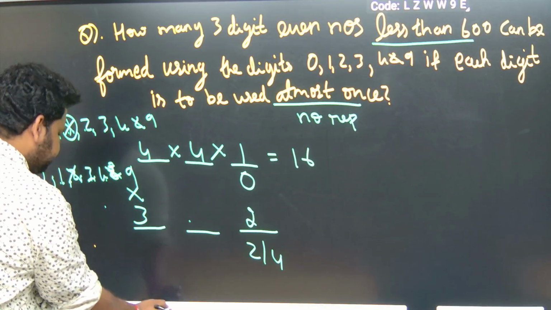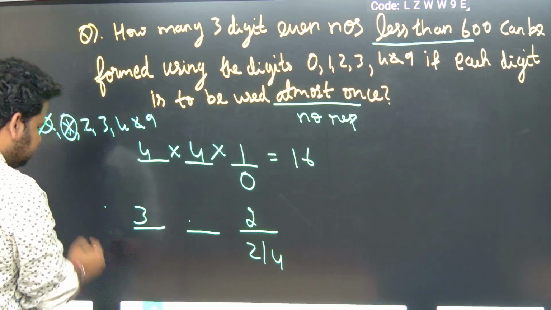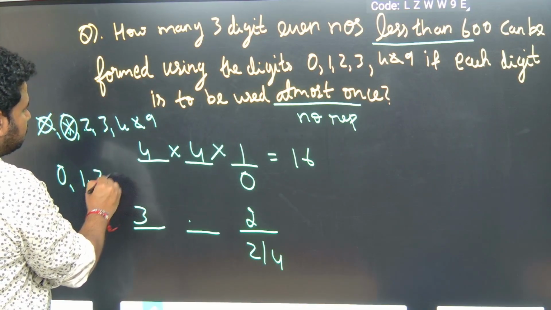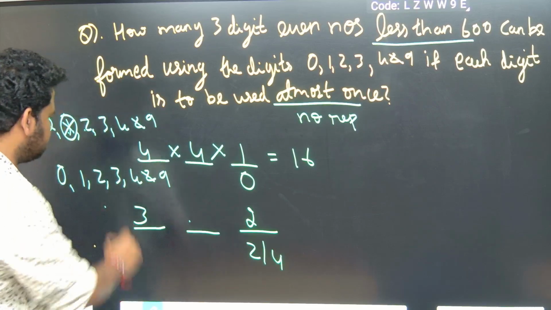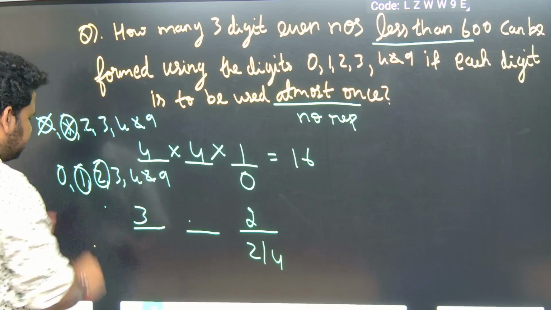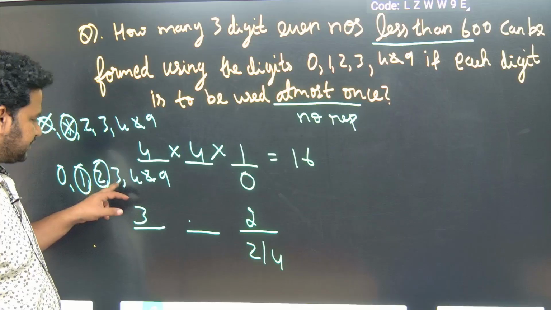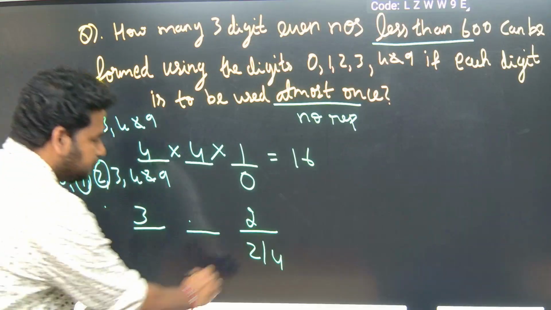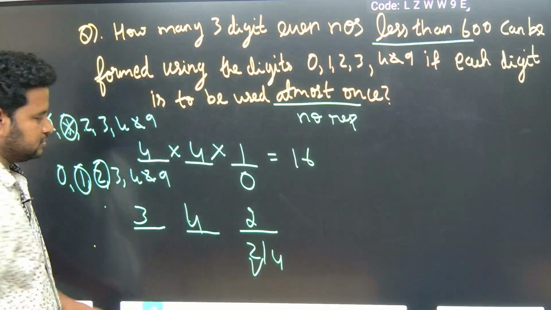Now see here. Let me write the numbers again. What are the numbers that we have? 0, 1, 2, 3, 4 and 9. Already I have used 2. 2 is already used. Suppose I have used 1, then 1 is already used. Remaining numbers are what? Here 0 can come, 9 can also come, 4 can come, 3 can come. If I use 2, okay, 2 is used. So how many possibilities? 1, 2, 3, 4. 4 possibilities.